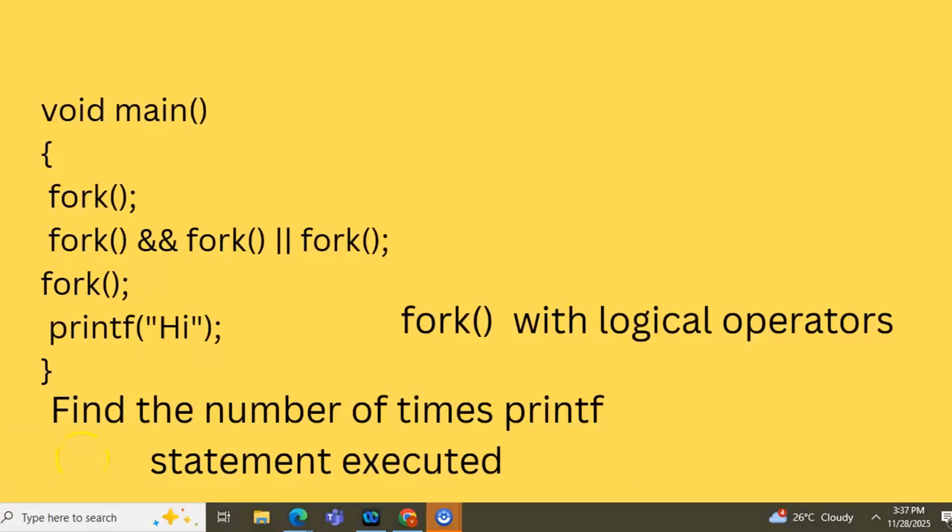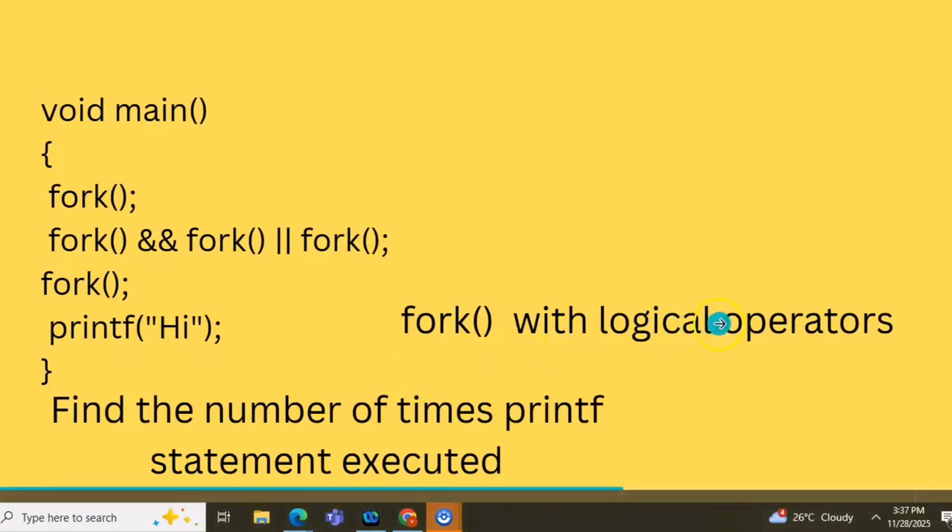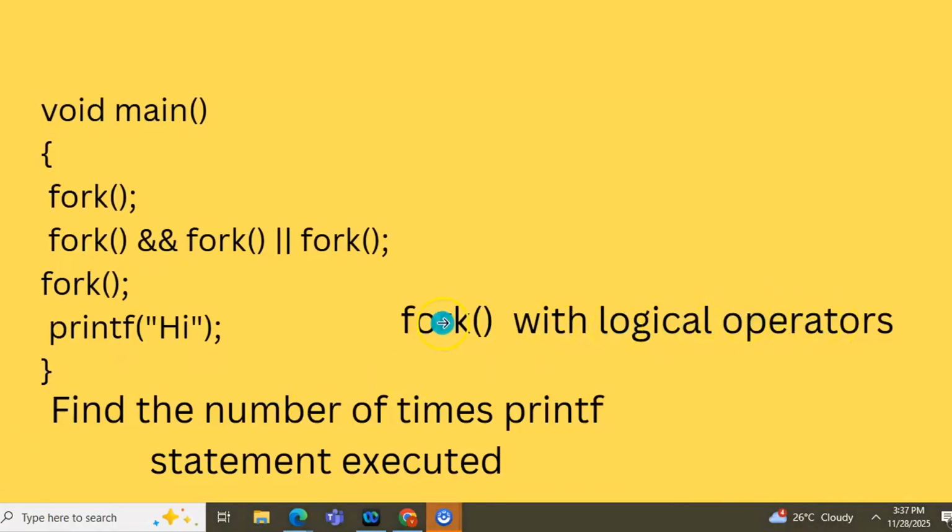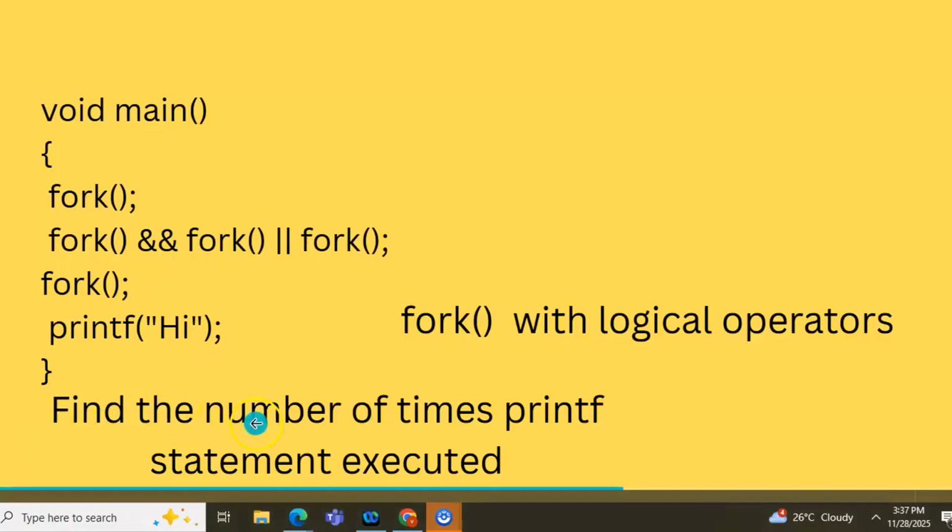In this C program, the fork system call is used with the logical operators, that is AND and OR operator. Now the question is, find the number of times the printf statement is executed. So let us see the program.